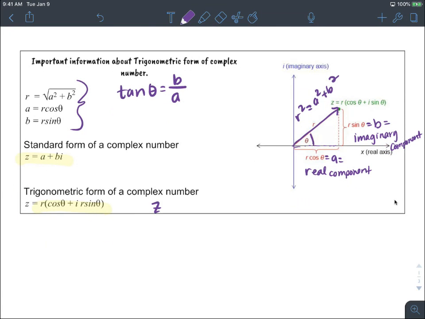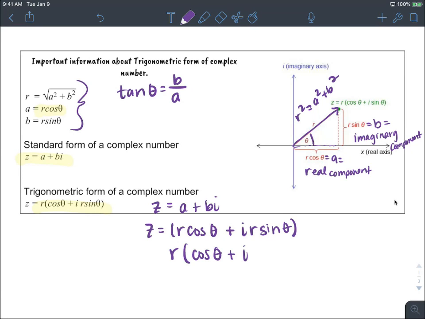If I have z is equal to a plus bi, well, I have this equation right here that replaces a. So z is equal to r cosine theta plus, I'm going to put the i in the front, times b, which is r sine theta. I'm going to GCF the r out. So z is equal to r times cosine theta plus i sine theta. So this is the trig form of our complex number, just using r and theta to describe the lengths.